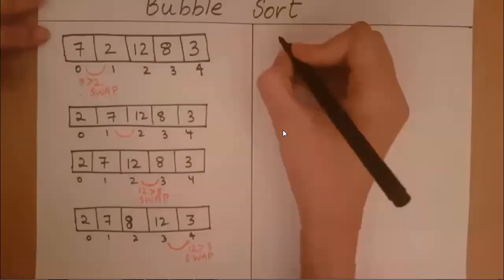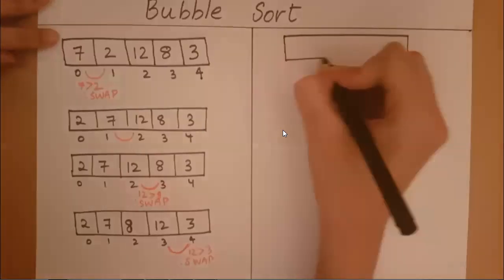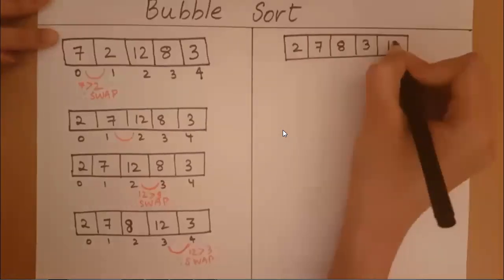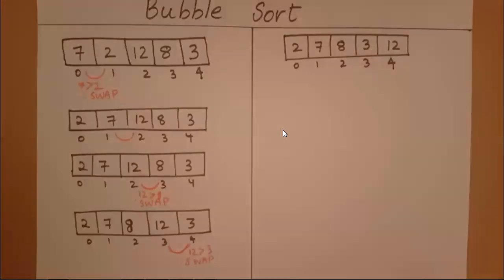Let's look at the next set of elements we're going to compare. We're going to compare the elements at index 3 and index 4. 12 is greater than 3, and so we want 12 to come after 3. So we are going to swap these two elements. Once we swap these two elements, we will get an array which looks like this. As you can see, once we have reached the end of the array, the largest element is pushed to the last index of the array.